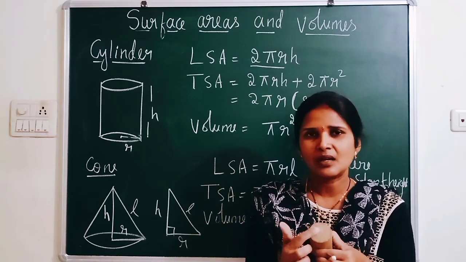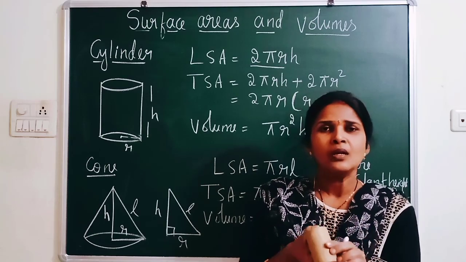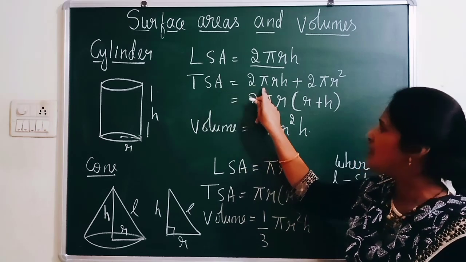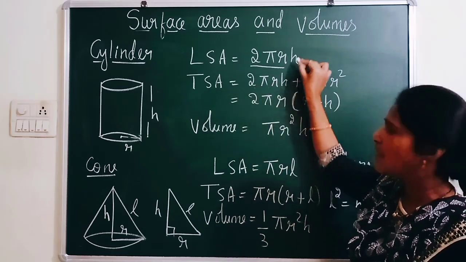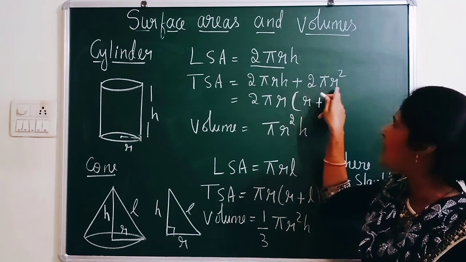So what is the area of a circle? Pi r square, and another circle is pi r square. So total 2 pi r square you have to add. You can see the TSA of the cylinder is 2 pi r h, which is nothing but LSA plus the 2 circles' area you have to add, that is 2 pi r square.